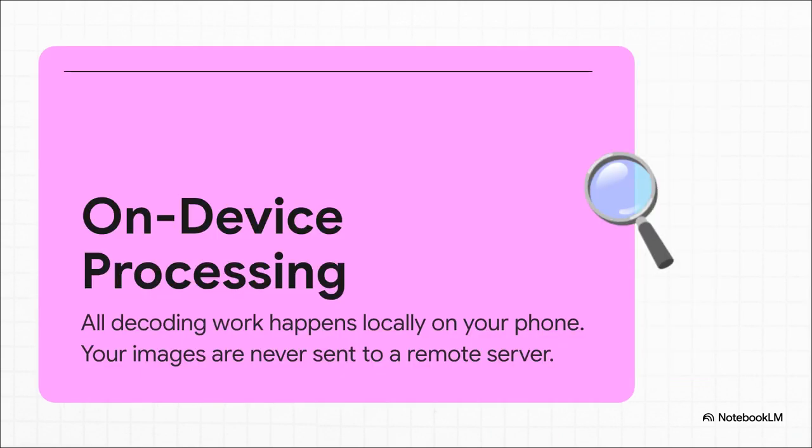The secret is a concept called on-device processing, and it means exactly what it sounds like. When you scan that QR code, the image, your data, it never leaves your phone. All the heavy lifting, all the decoding happens right there on your device's processor. It's not sent to some far-off server in the cloud, so it can't be shared because it never went anywhere in the first place. That's privacy by design.